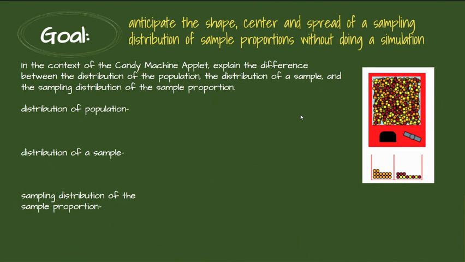So in the context of the candy machine applet, here's the candy machine. This is of Reese's Pieces. Explain the difference between the distribution of a population, distribution of a sample, and the sampling distribution of the sample proportion. So the distribution of the population.